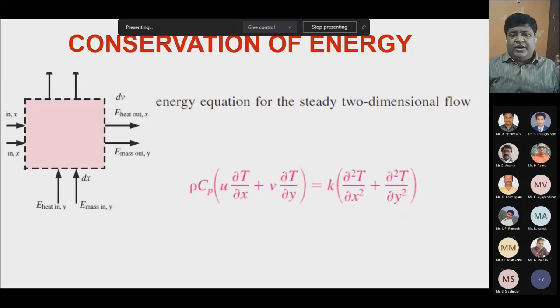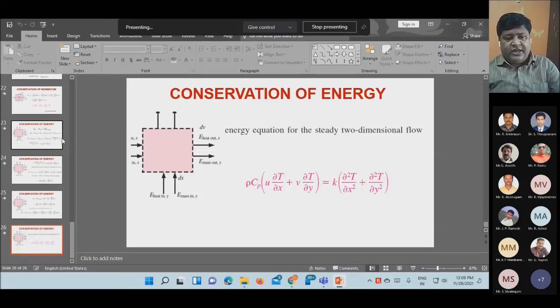When you add everything, you get the conservation of energy equation in two dimensions, which is rho Cp into (u ∂T/∂x plus v ∂T/∂y) equals k into (∂²T/∂x² plus ∂²T/∂y²). So with this, all the three equations are over. We are done with the law of conservation of mass, conservation of energy, and conservation of momentum. These three equations form the basis of the Navier-Stokes equations.